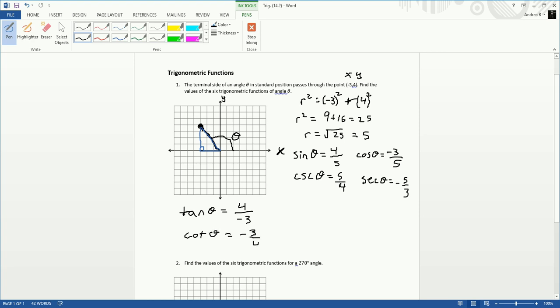Once again, if you only have one negative, it doesn't matter where you put that negative sign. It can go on the top, the bottom, or it can go out in front, as long as you only have one negative sign there.